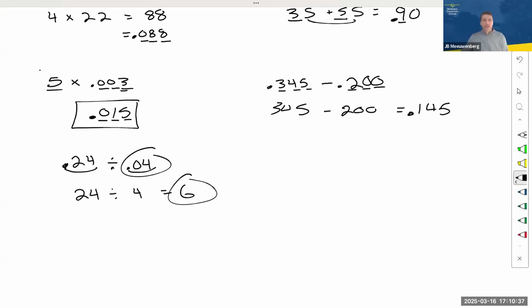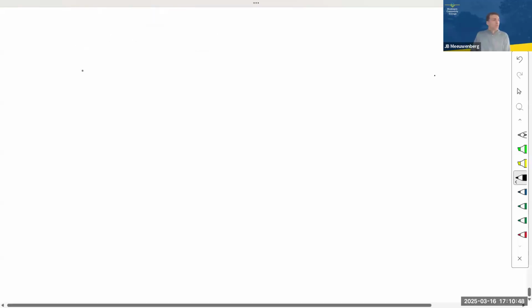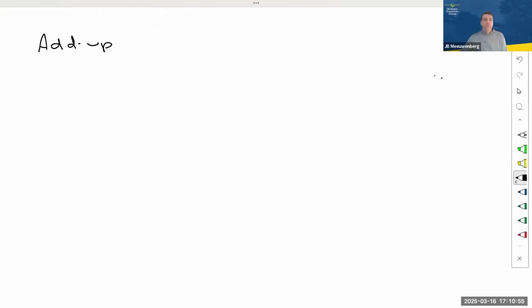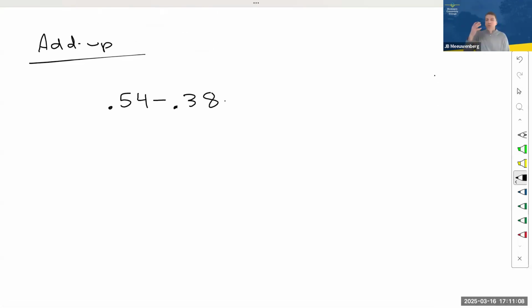So those are just a few ways to start this process of mental calculations. Let's look at some other more specific strategies. One of the strategies we looked at before was what we called the add-up strategy. And this was specifically when we were dealing with subtraction. And so imagine you have to do this calculation in your head. And I challenge you to try 0.54 minus 0.38.